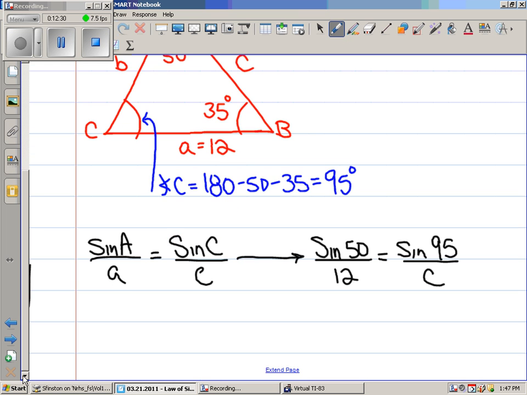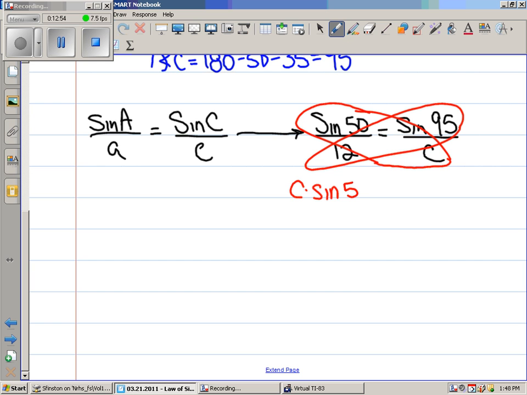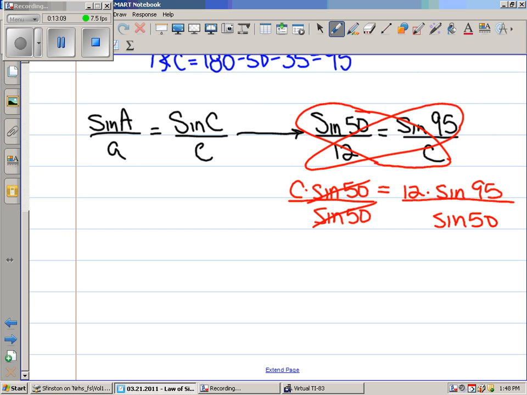You know what we do. It's just like the other questions. All we're going to do is cross multiply it up. So that's going to be C times the sine of 50 equals 12 times the sine of 95. I do the same thing over and over again. Divide both sides by the sine of 50. Piece of cake, plug it into my calculator.